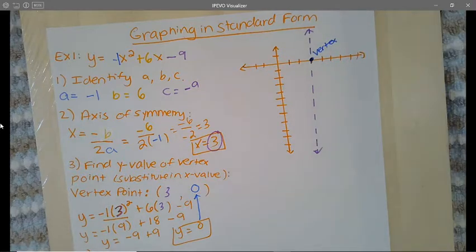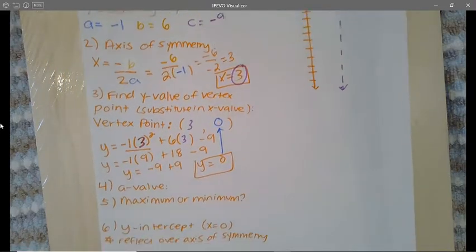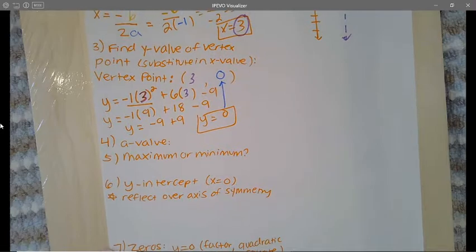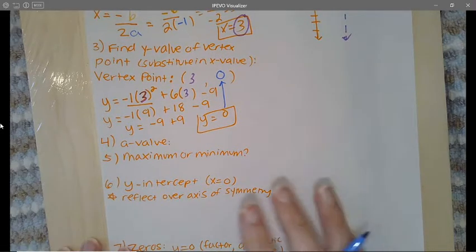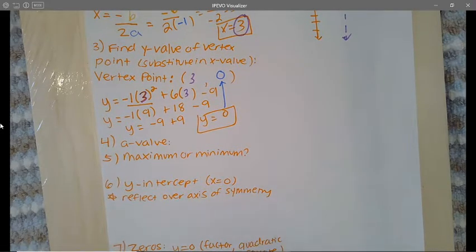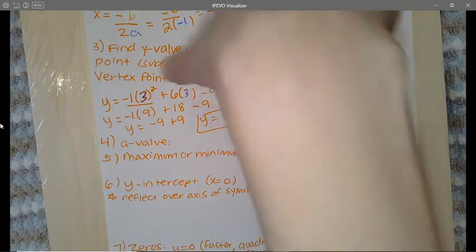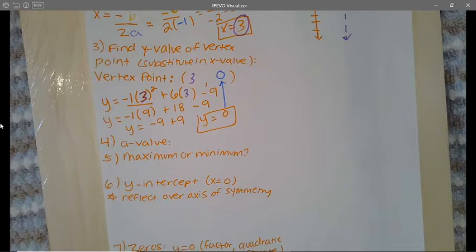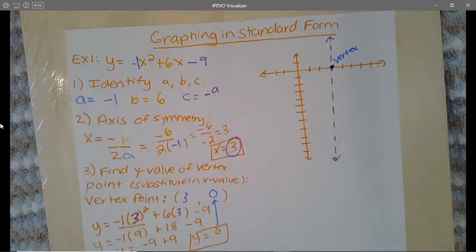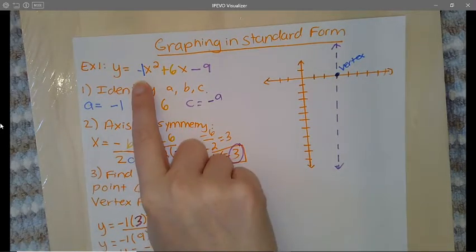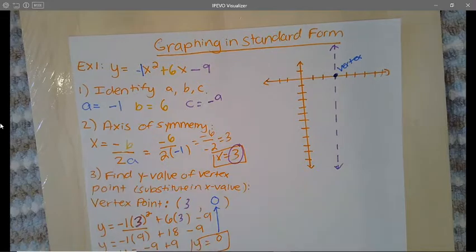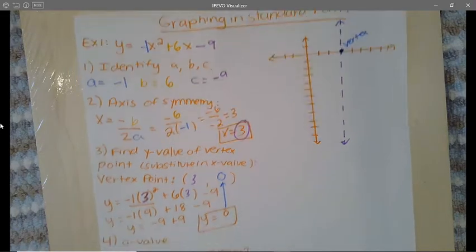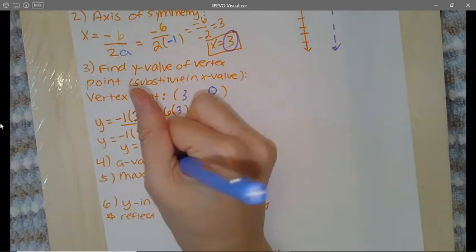Okay, so now I need to know what the A value is to determine if my parabola will have a maximum or minimum, which will tell me if it's opening up or opening down. I'm going to look back at my original equation. The A value is a -1.